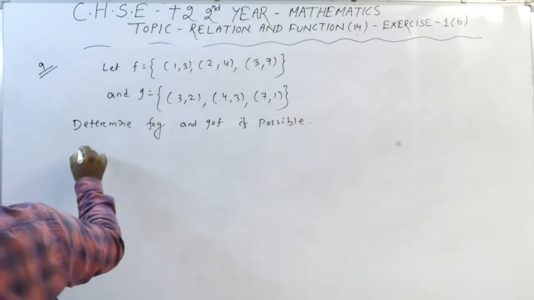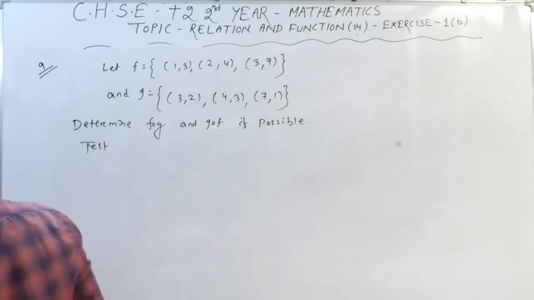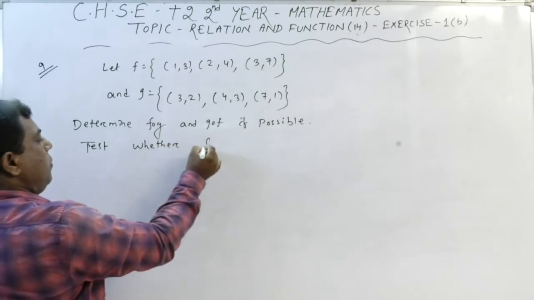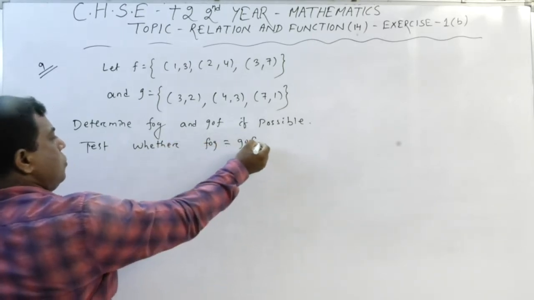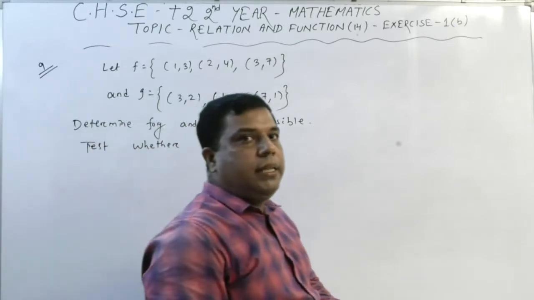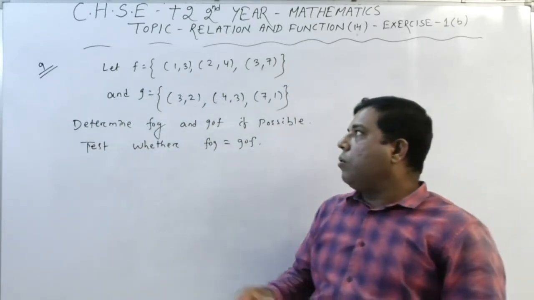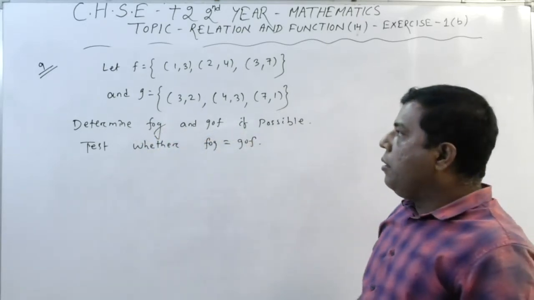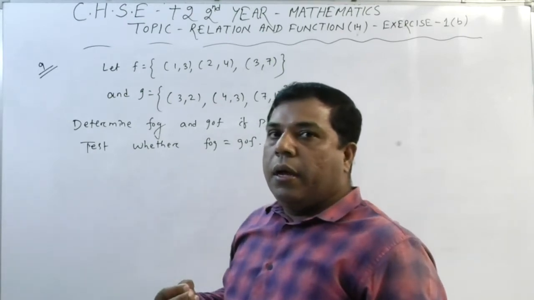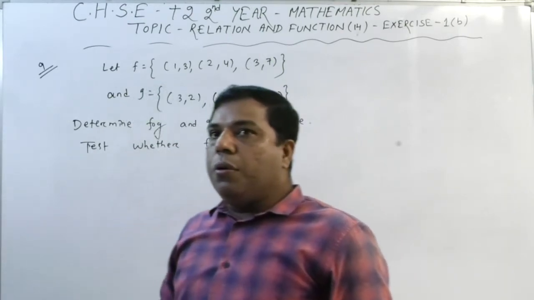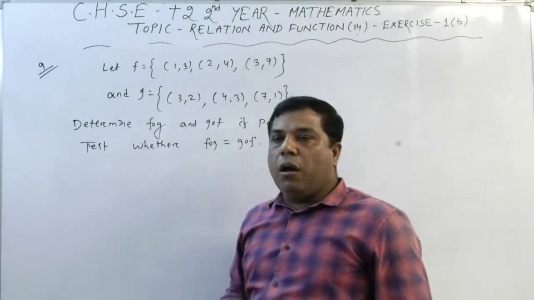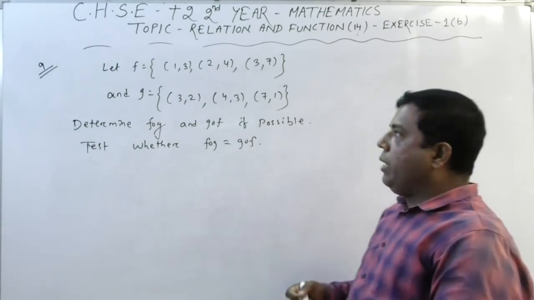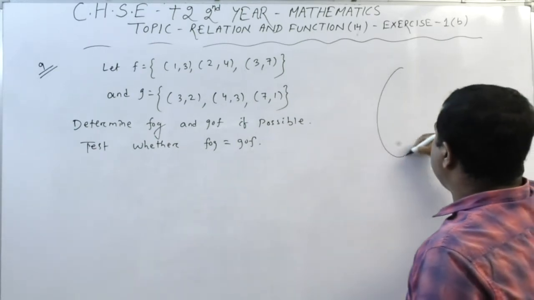Also, test whether fog is equal to gof. So my dear students, this problem is based on composition of functions, as we have to find out fog and gof. Now let us move to solve it through the pictorial way. Let us learn how we get the composition through a diagram. For it I am drawing a diagram for your clarity.